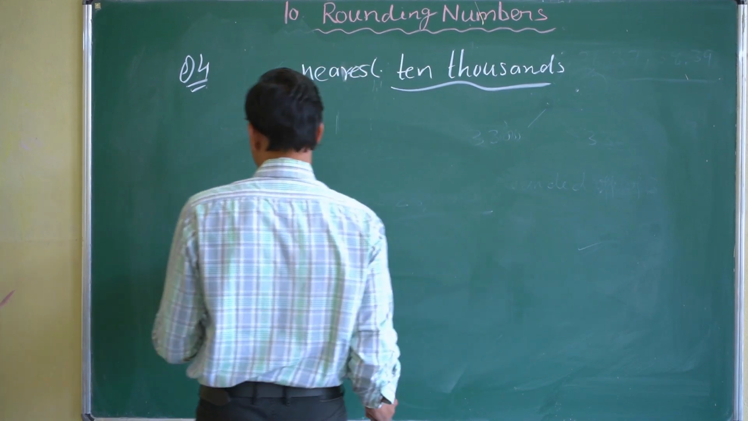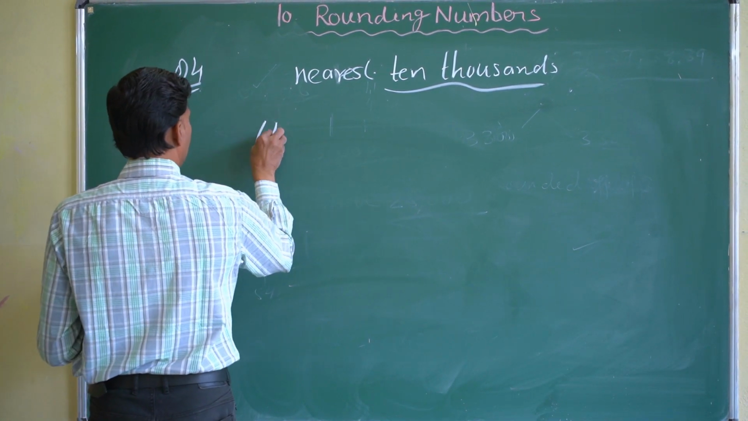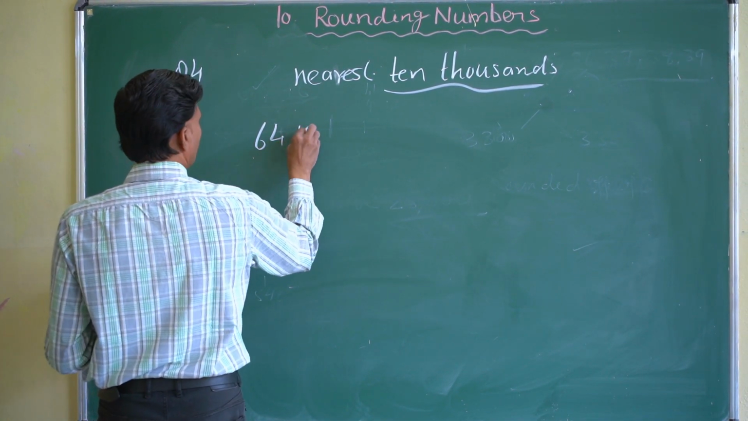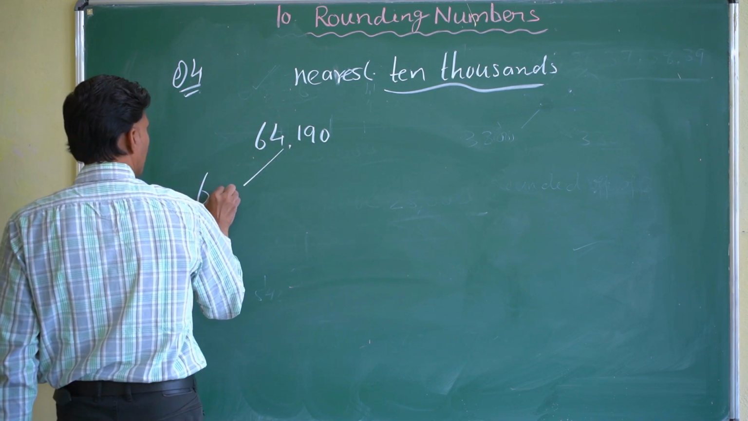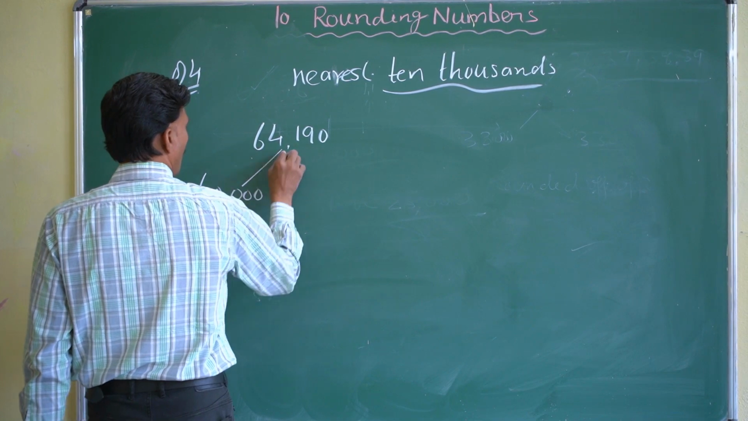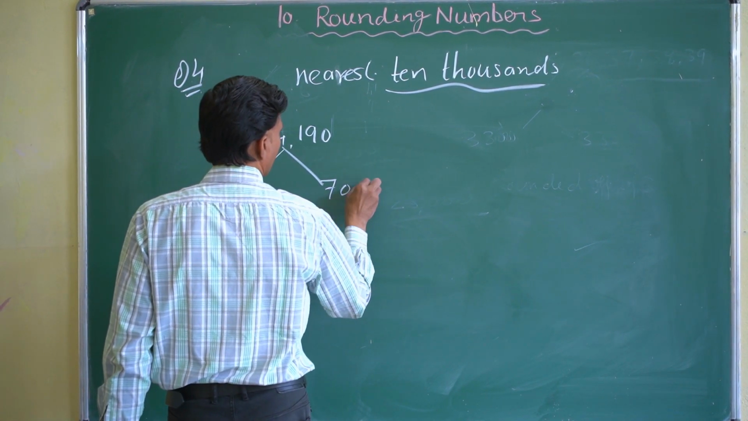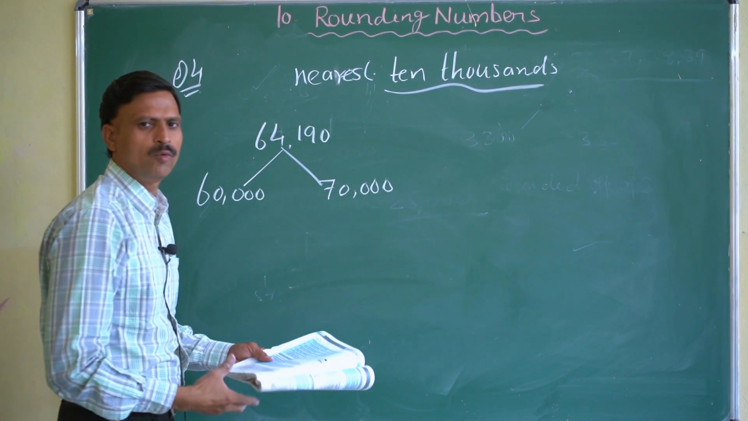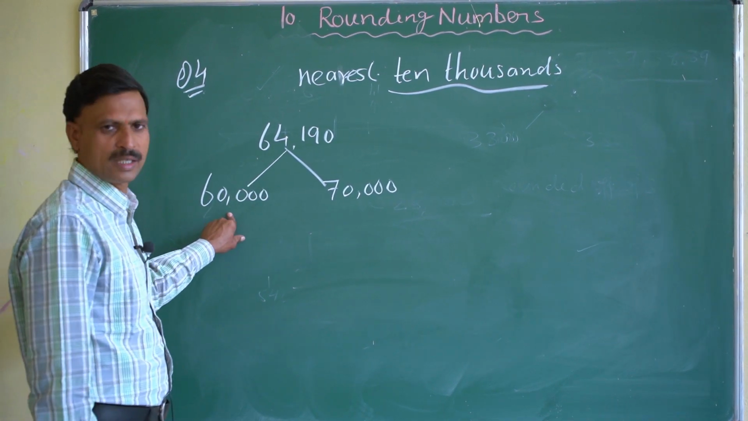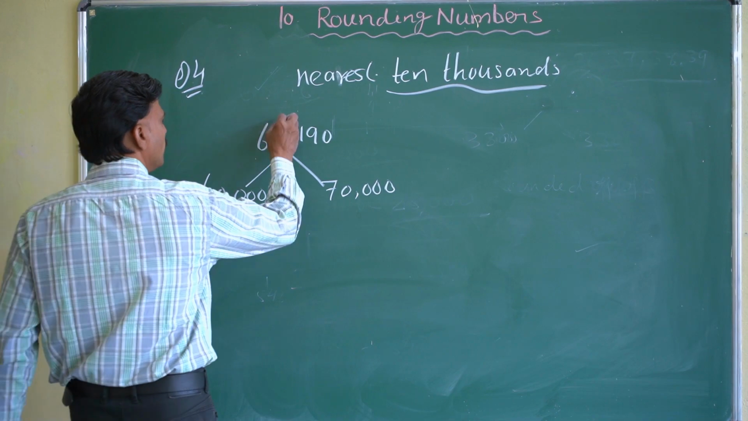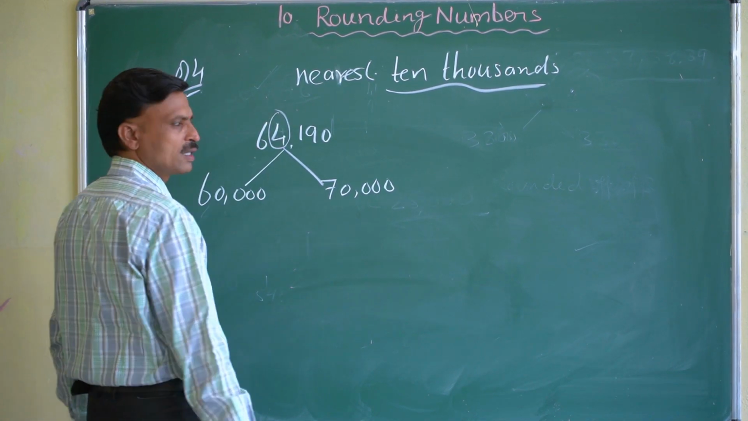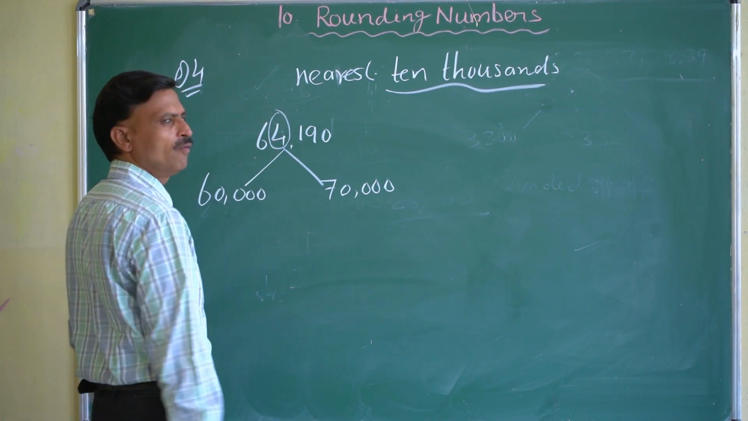Nearest 10,000. So the number is 64,190. We have to tell whether it will be nearest to 60,000 or 70,000. Definitely you will say it is nearest to 60,000 instead of 70,000. Why? Because now we'll see the 1000 place digit. The 1000 place digit is 4.